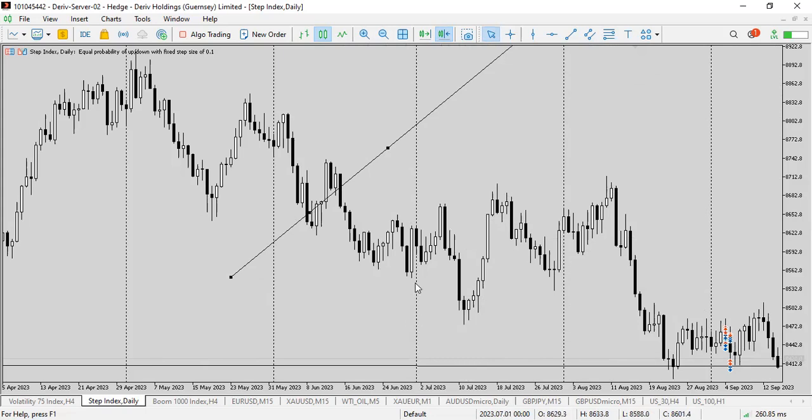So that is a trend line. That is how to set up your trend line. Please take note of that. Then we go straight back into the manual. Back into our manual.